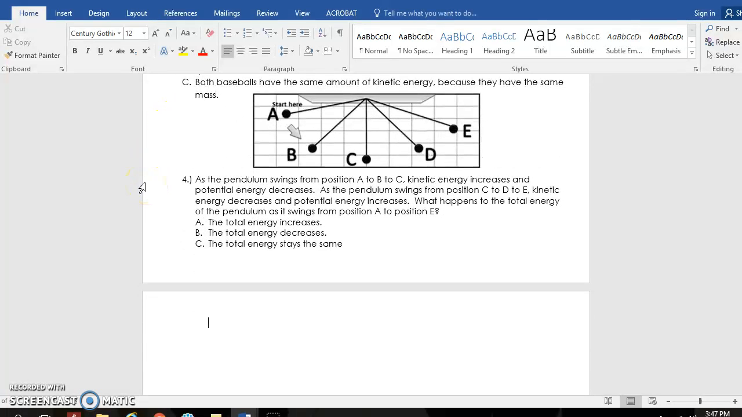4, as the pendulum swings from position A to C, the kinetic energy increases and potential energy decreases. As the pendulum swings from C up to E, kinetic energy decreases and potential energy increases. What happens to the total energy of the pendulum as it swings from A to E?